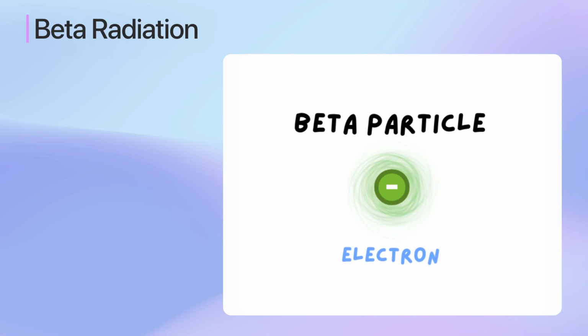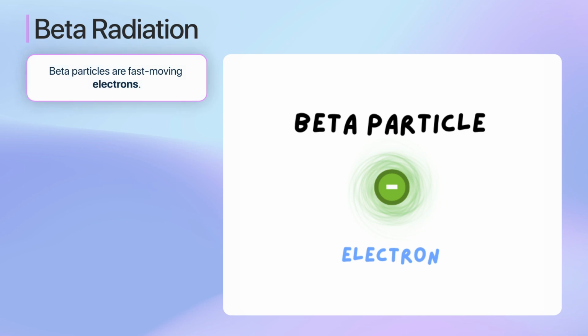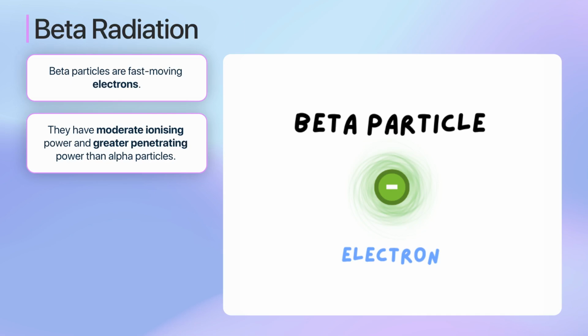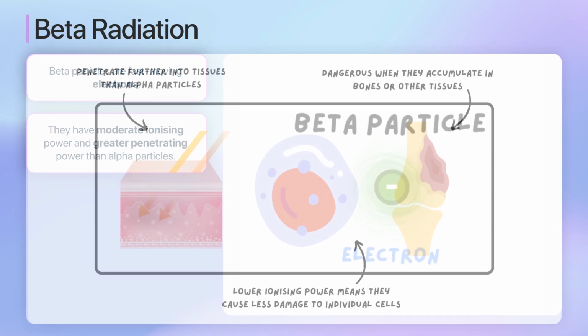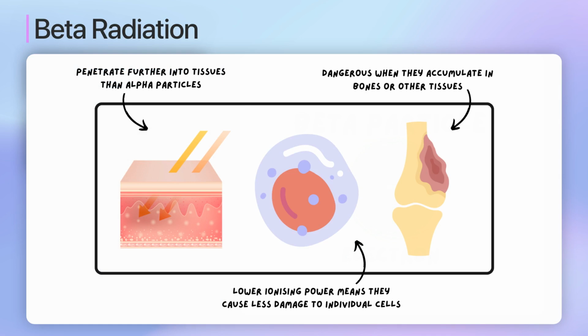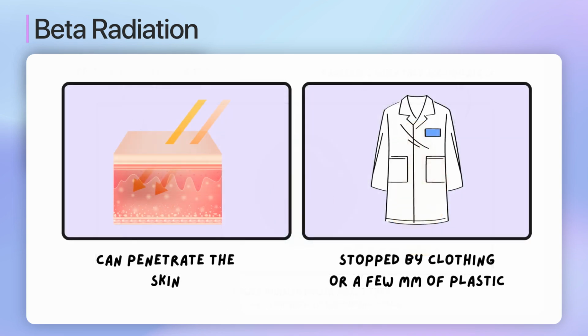Next is beta particles. We have previously seen that beta particles are fast-moving electrons with moderate ionizing power and greater penetrating power than alpha particles. Beta particles can penetrate farther into tissues than alpha particles, but have a lower ionizing power. This means they can spread their energy over a large area, causing less damage to individual cells. However, they still pose a risk, particularly if they accumulate in bones or other tissues. Beta radiation can penetrate the skin, but it's generally stopped by clothing or a few millimeters of plastic.